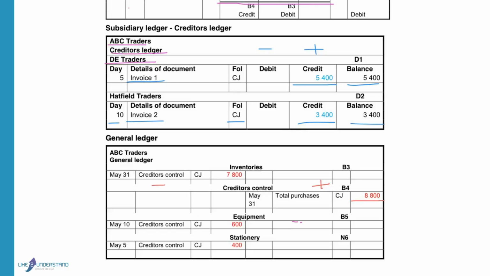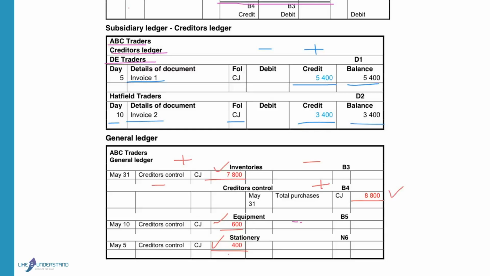Inventory is an asset. Assets increase on the debit side, decrease on the credit side. We have more assets, so we will debit our inventory account with 7,800. Then we also bought stationery for 400, so I will debit my stationery account with 400, and we bought equipment for 600, so I will debit my equipment account with 600. If I add up the figures on the debit side, those three figures, it must equal the amount on the credit side to ensure that we've completed a double entry.